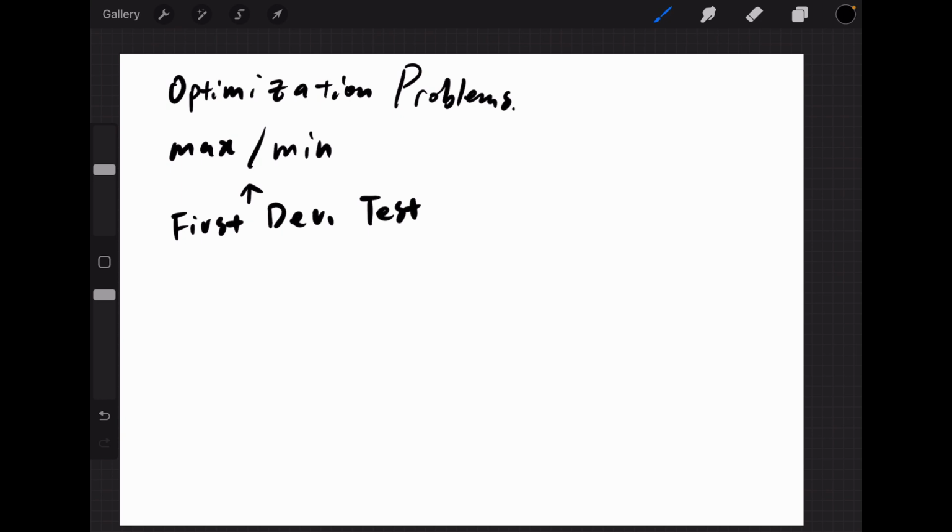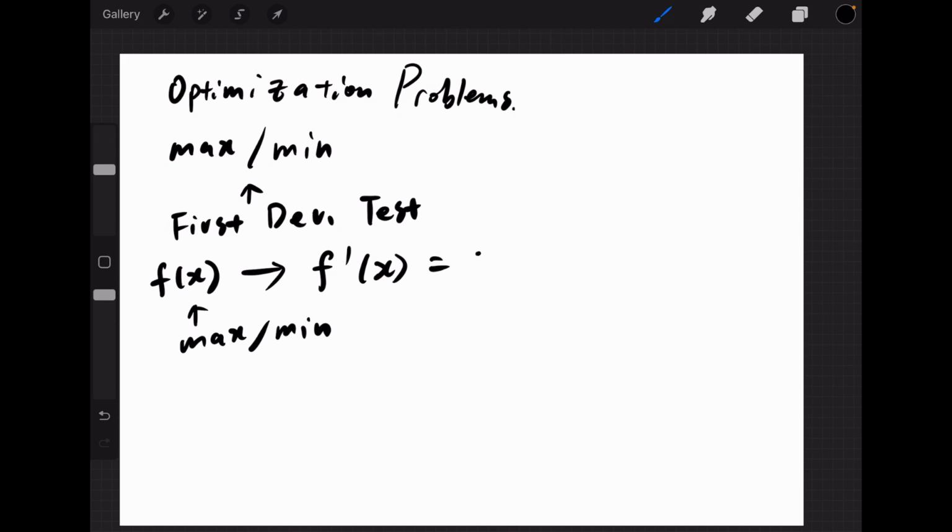Which means, for example, you have a function f of x, and you try to find its max and min. The first step is to find the critical points, because critical points are usually the local max and min. Therefore, you take the derivative, which gives us f prime of x, and then you do the first derivative test, setting it to 0, or where it does not exist. Usually we just set it to 0.